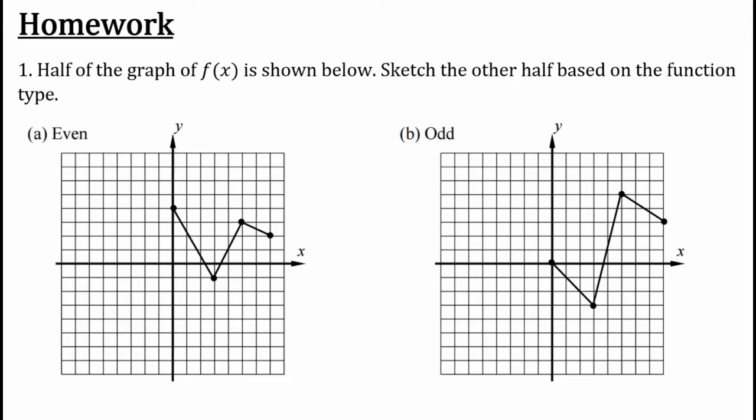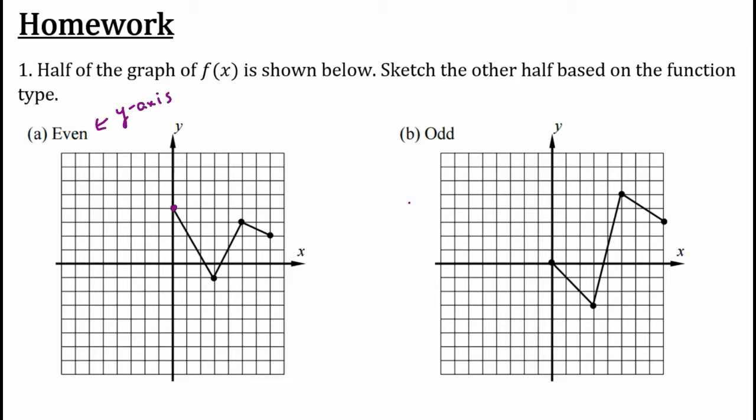But before we get into that, half the graph of f of x is shown below. Sketch the other half based on the function type. So I give you a graph of a function here, and I want you to graph it so that this function is even. Remember that even functions have symmetry across the y-axis. I can reflect it across the y-axis, and I should get the same thing. So I need to take this piece of the function and reflect it across the y-axis.